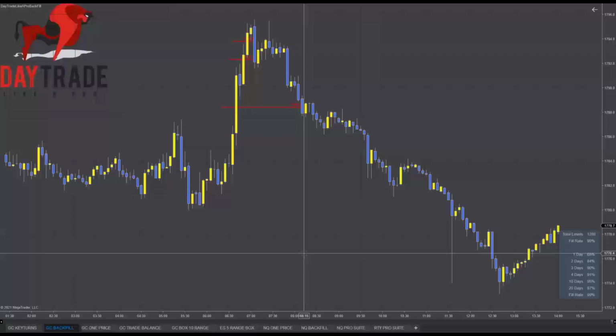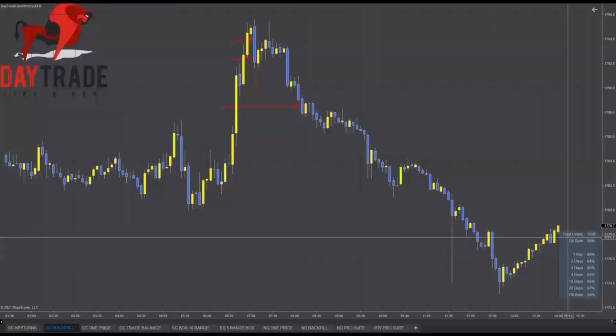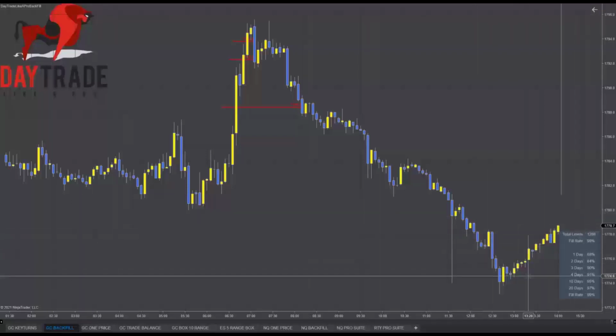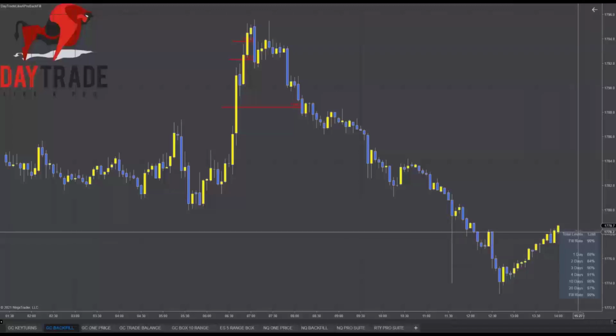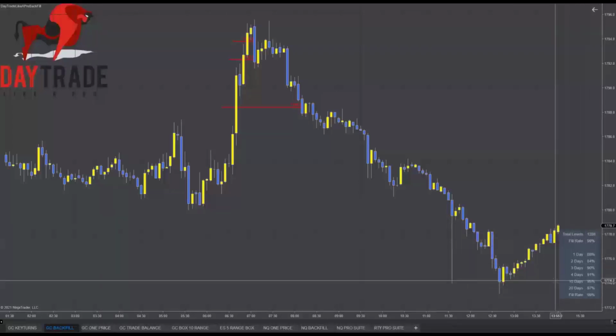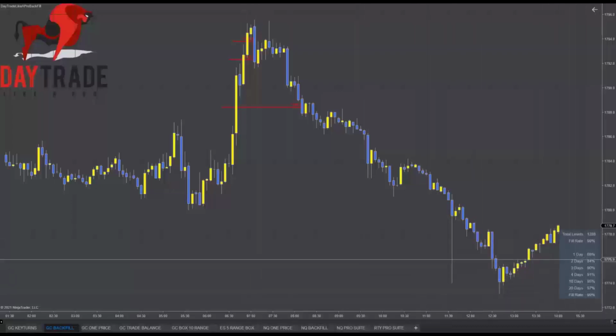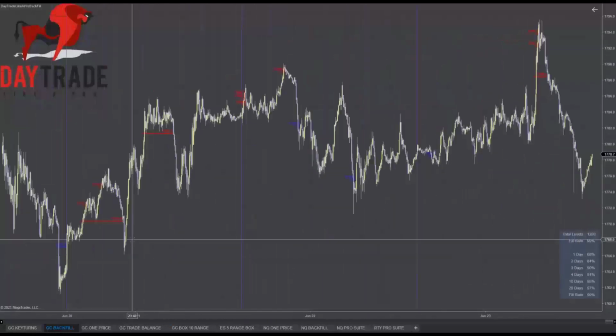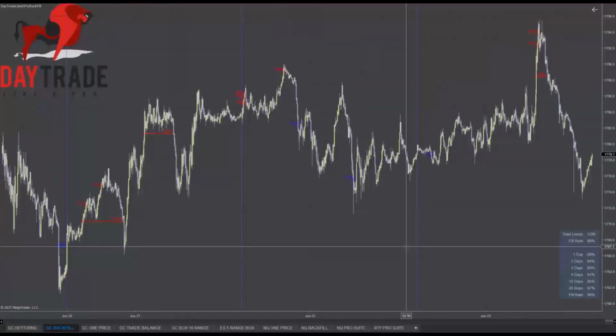So you can see here, I have a year of data loaded on a 5-minute chart. There's 1,288 levels. In 20 days, there's a 97% fill rate. So 99% overall. Within 2 days, there's an 84% fill rate on this chart. And I don't particularly like backfill on gold. It's not bad, but it's just probably not my absolute favorite.